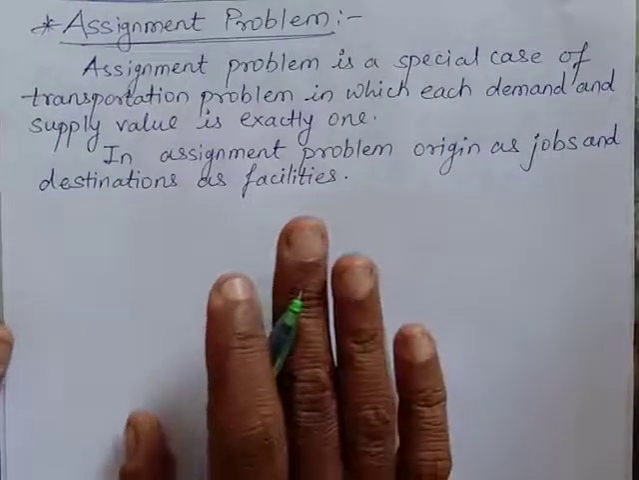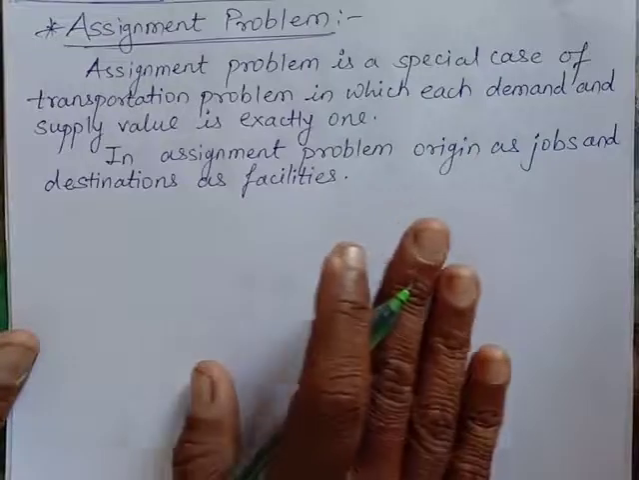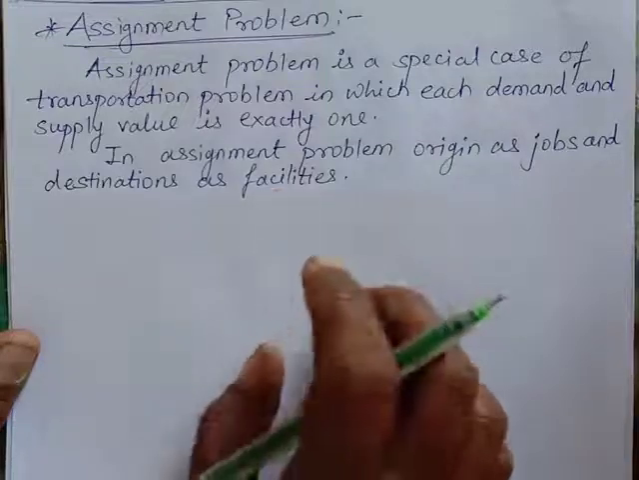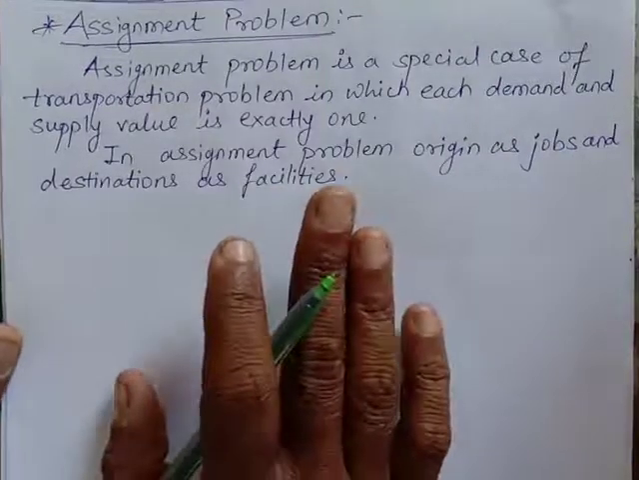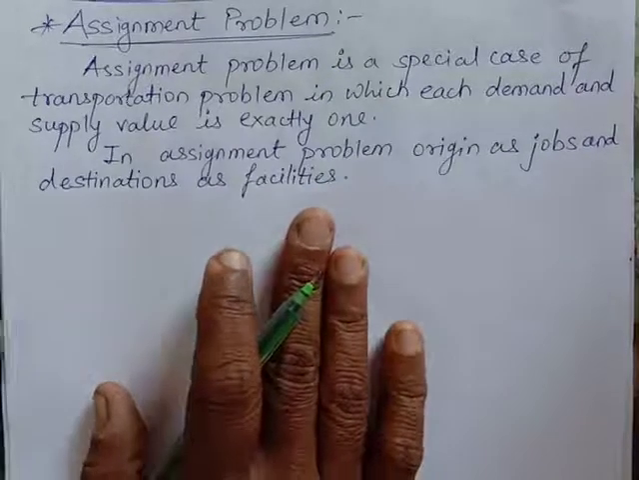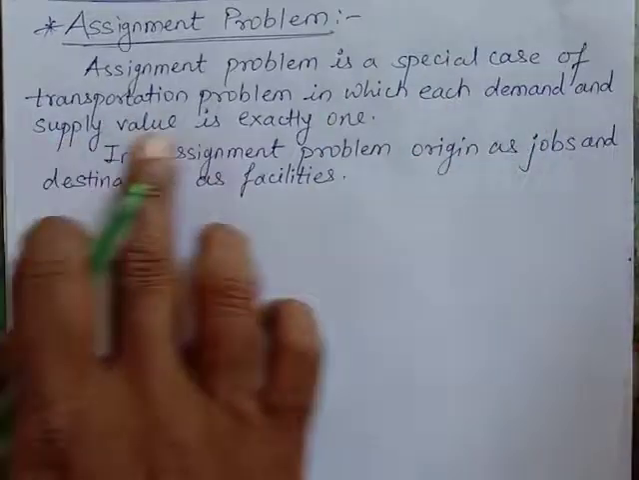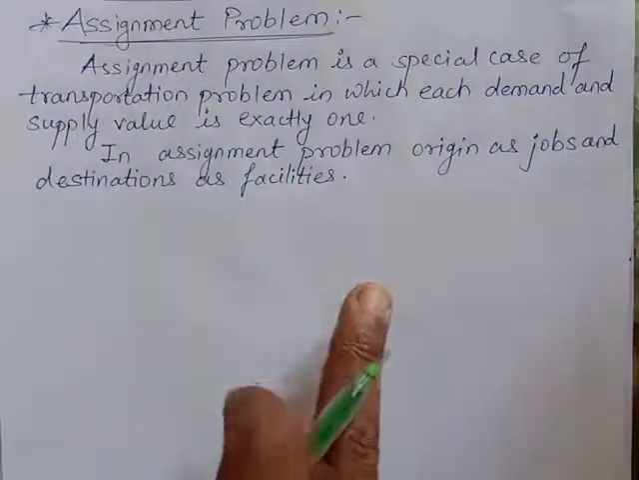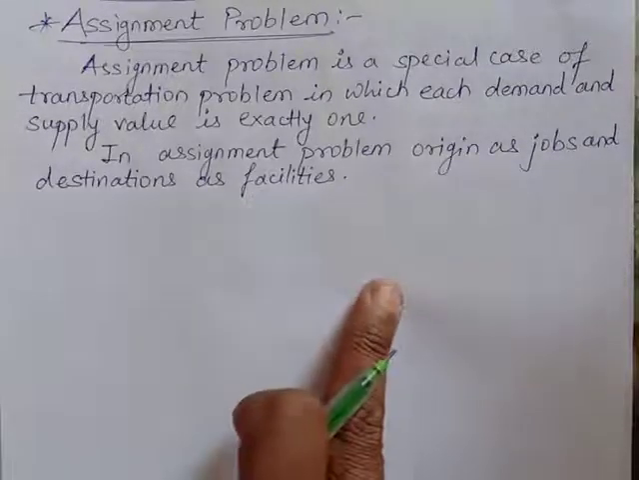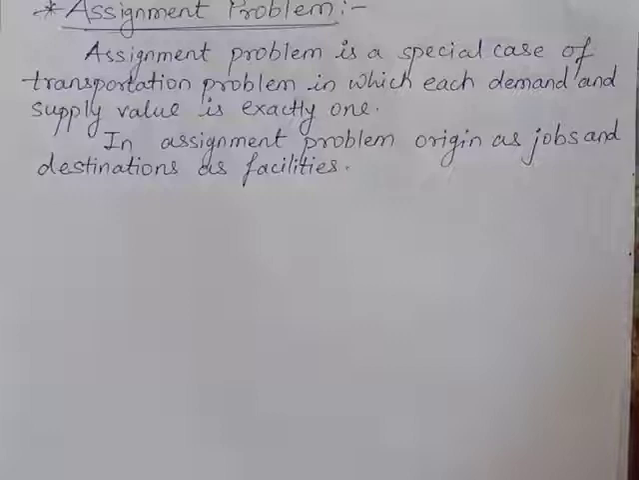the aggregate salary of those n people should be less, so that the company gets a profit. The company should get a profit by appointing the n people, but their salary should be within their budget. For those problems we solve this type of problem, the assignment problem. That's why demand and supply should be one. The origin should give one and demand should be one. Only one person is required there and one person should get a job there. That's why each demand and supply value is exactly one here.